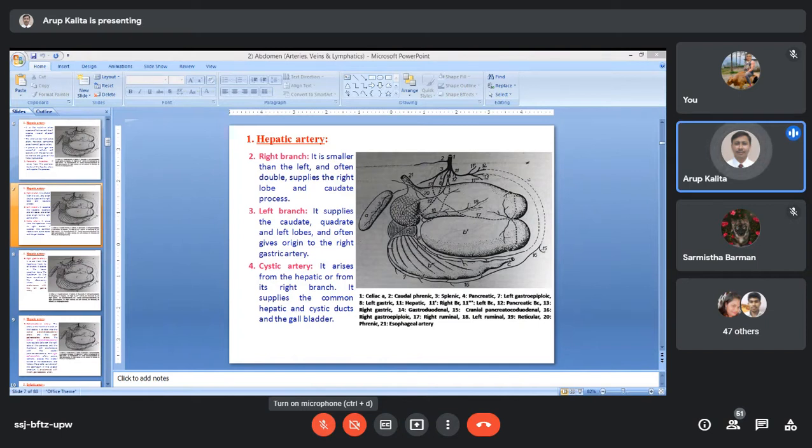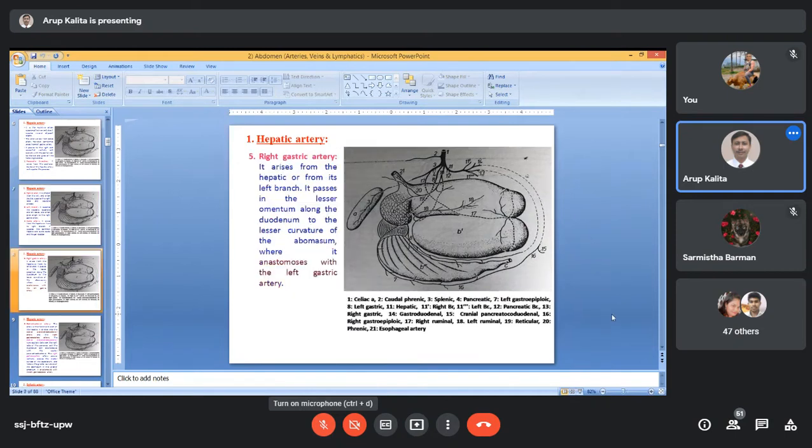Then number 4 is the cystic artery. I cannot show you here because the liver is not there. Then number 5 is the right gastric artery, number 13. This right gastric artery is coming down and joins with the left gastric artery. Number 8 is the left gastric artery.